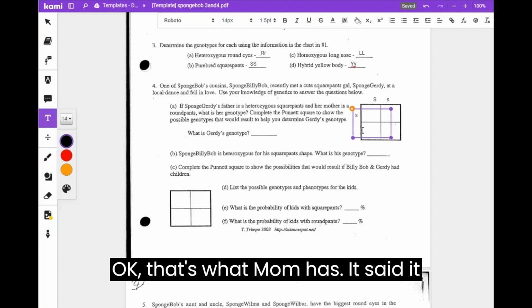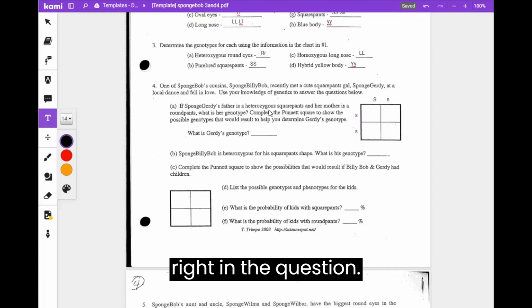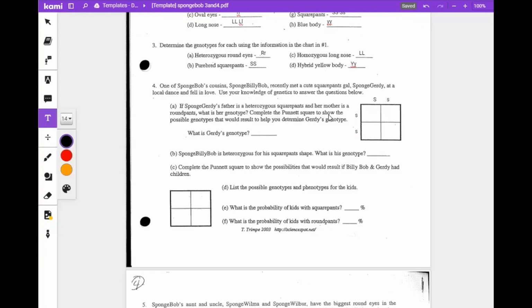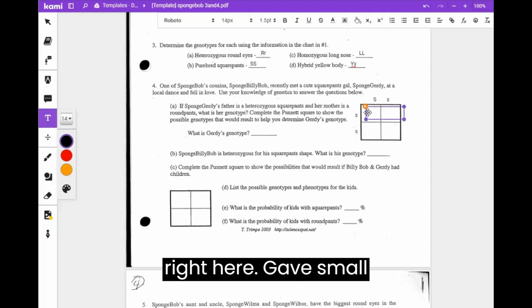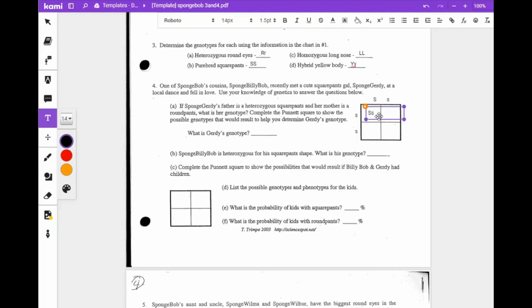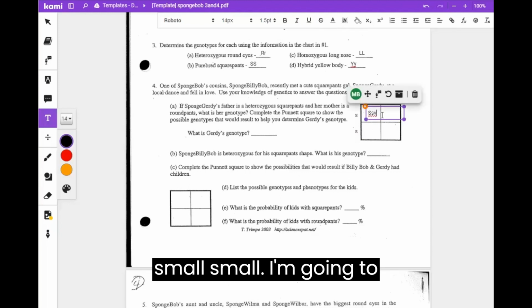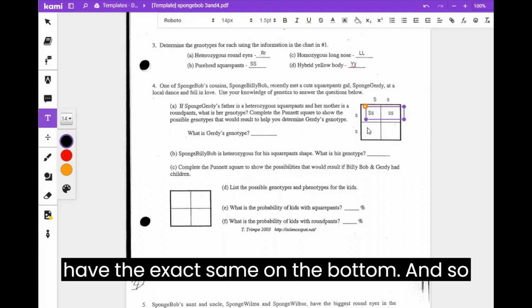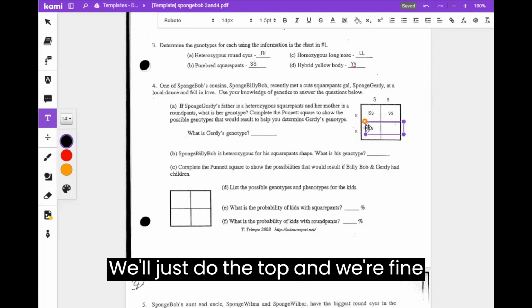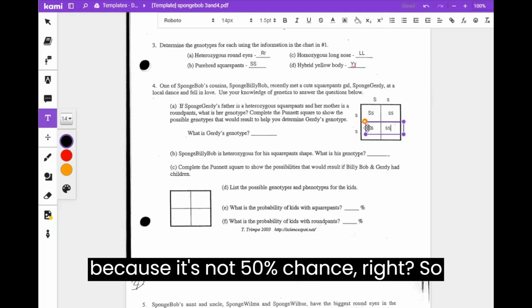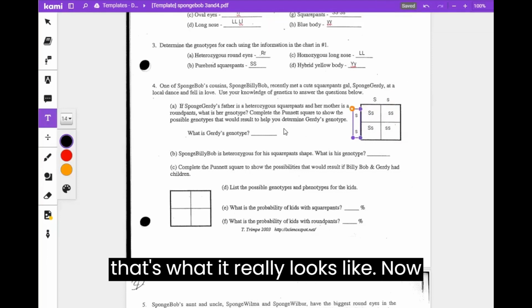That's what mom has. It said it right in the question. So I have big, small right here, big, small. Over here, I'm going to have small, small, small, small. I'm going to have the exact same on the bottom, and that's when we're going to stop doing it. We'll just do the top and we're fine because we still have a 50% chance. That's what it really looks like.